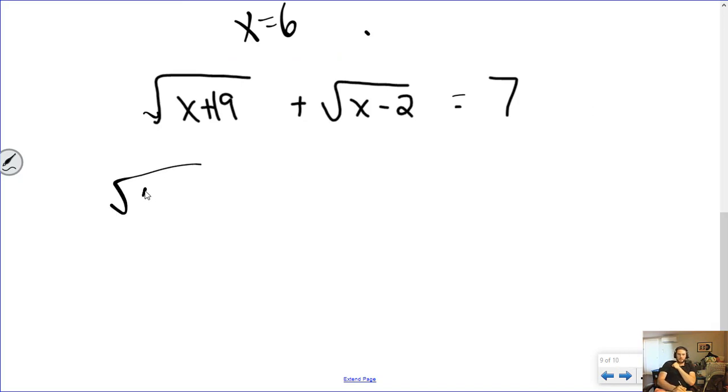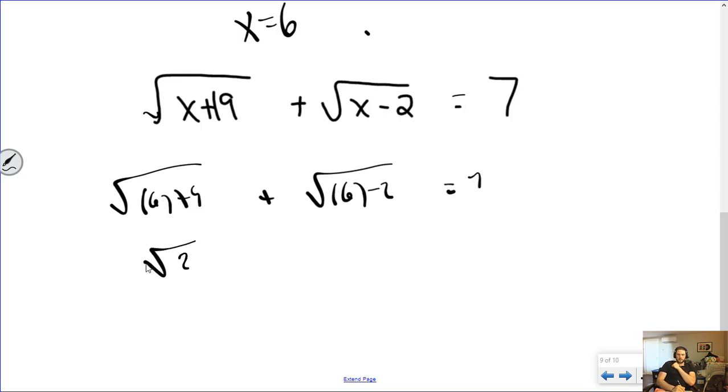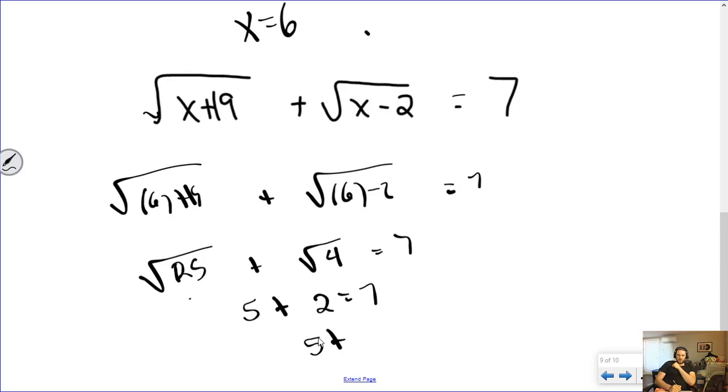So the square root of 6 plus 19 plus the square root of 6 minus 2 equals 7, right? So 6 plus 19 is 25, and 6 minus 2 is 4. The square root of 25 is 5, the square root of 4 is 2, and yes, 5 plus 2 does in fact equal 7. So since we get an equation that works, then we can be confident in our answer.